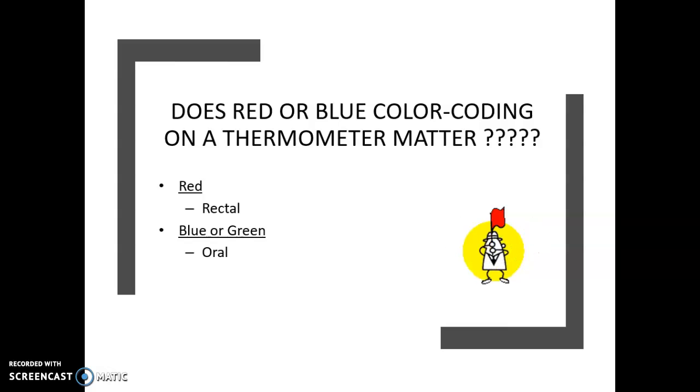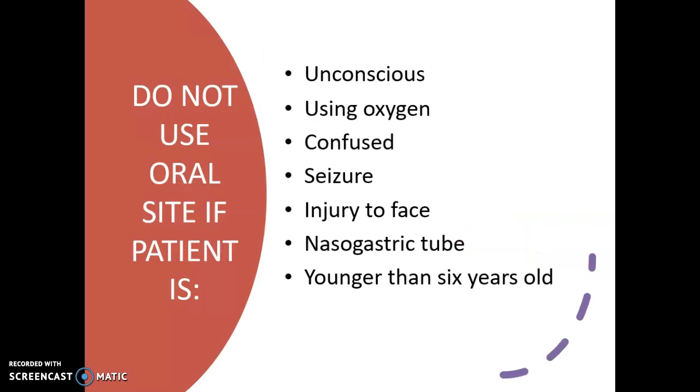Do not take a temperature in the mouth on somebody who is unconscious, on oxygen, or confused, if they don't understand why you're putting it in their mouth. Also avoid the oral site with seizure, injury to the face, an NG tube, or anyone younger than 6 years old. I know with pediatric patients, the doctor will most of the time write rectal temperatures only.